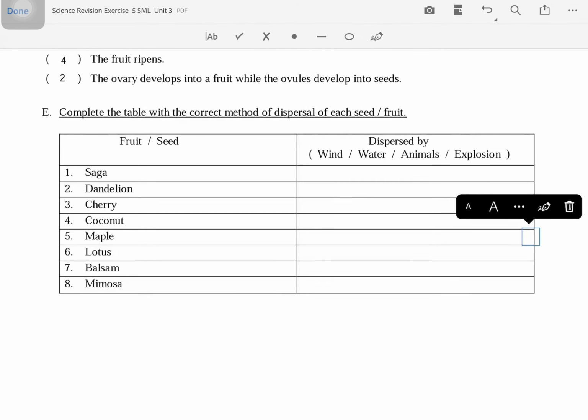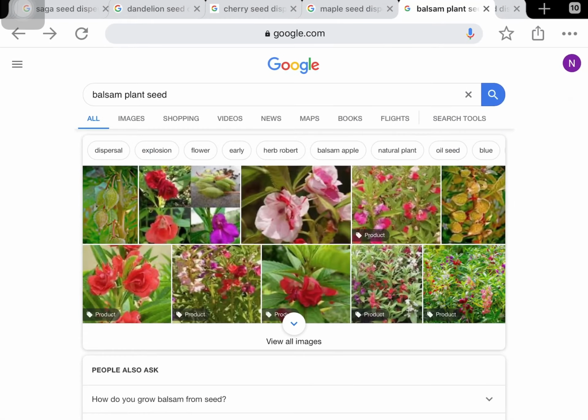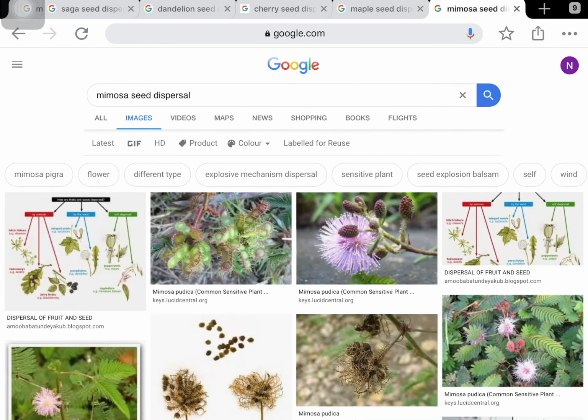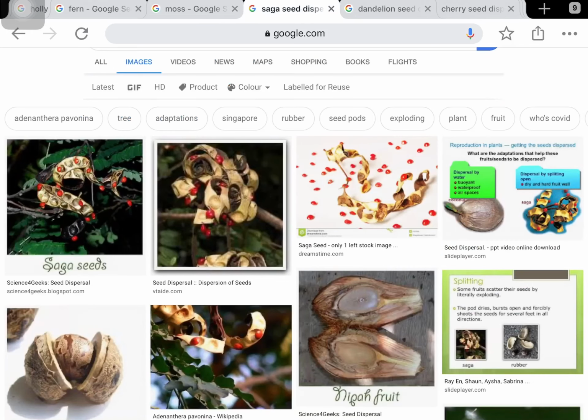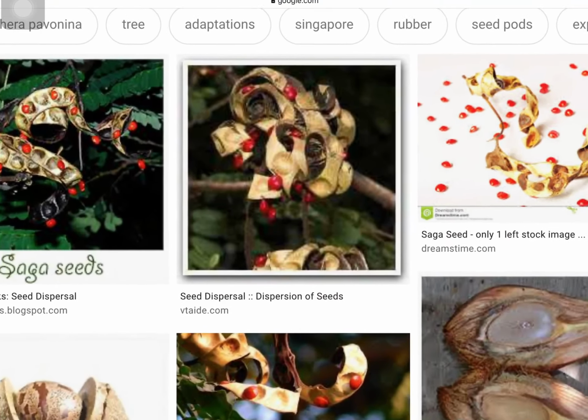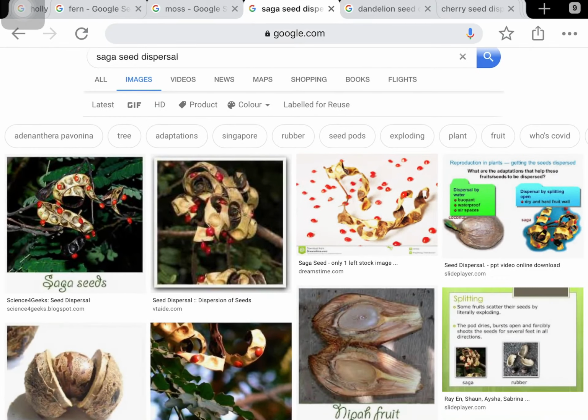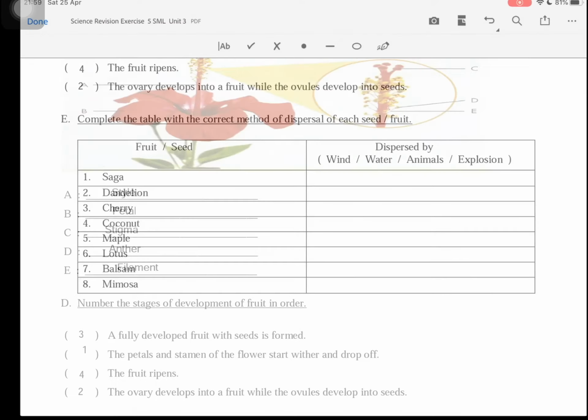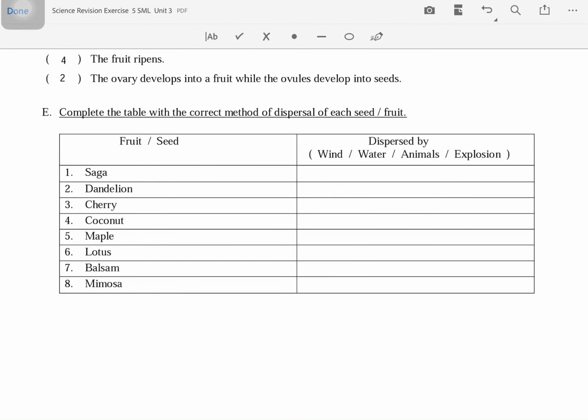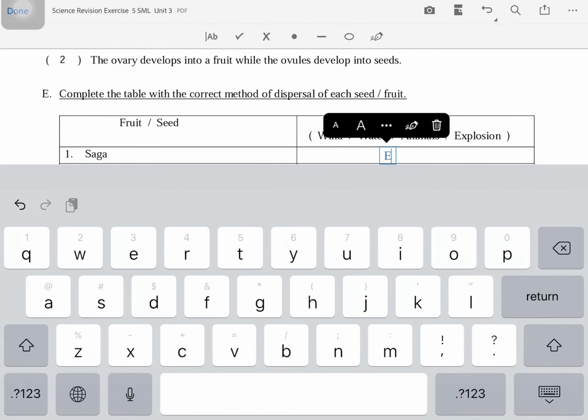Now for part E of our question, we need to complete the table with the correct method of dispersal of each seed or fruit. So saga fruit, how is it dispersed? So let us see. How does a saga seed look like? So this is a saga seed. It is dispersed by explosion. So the first one, saga, is explosion.